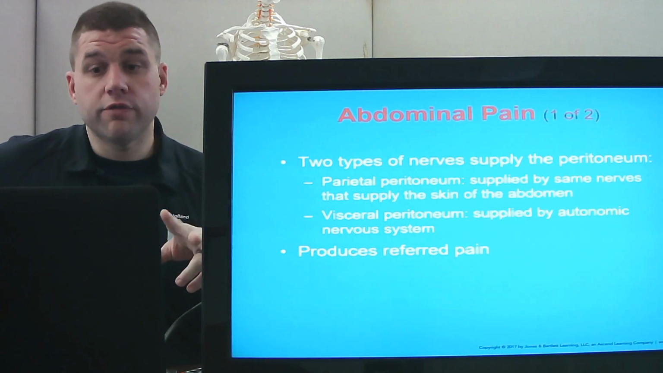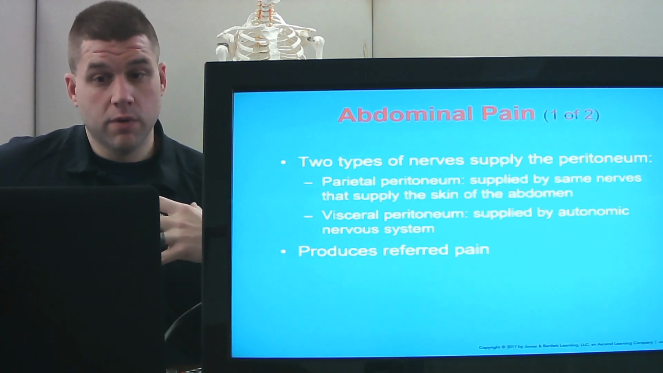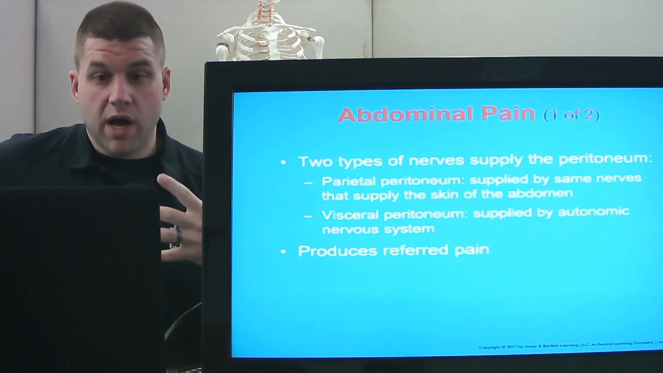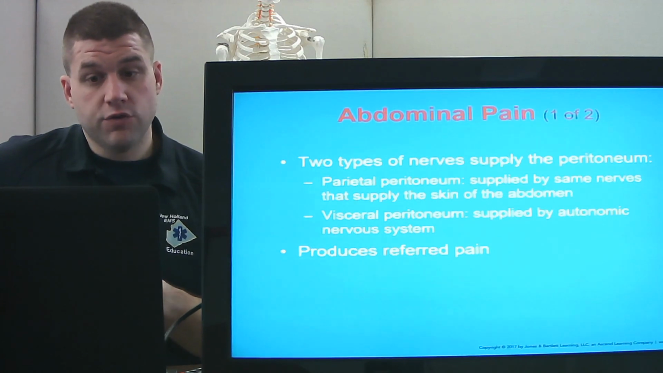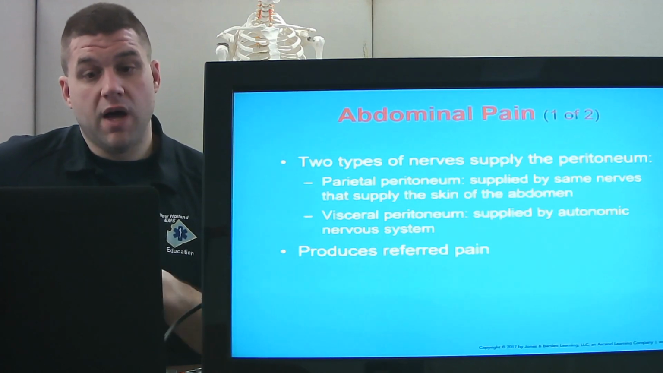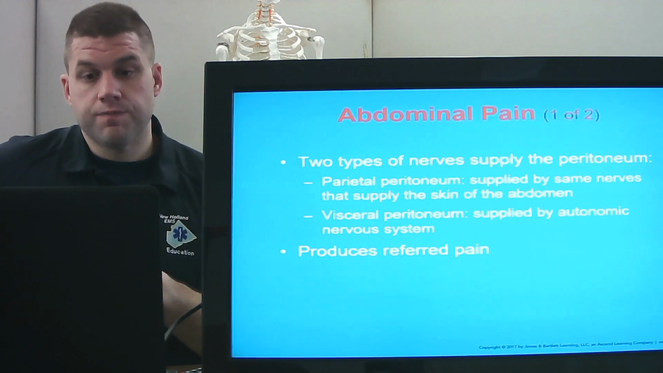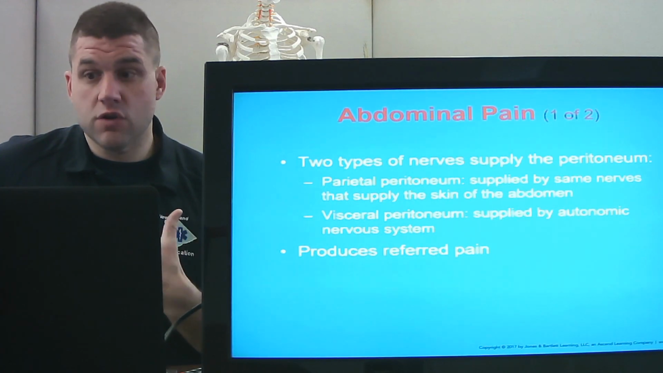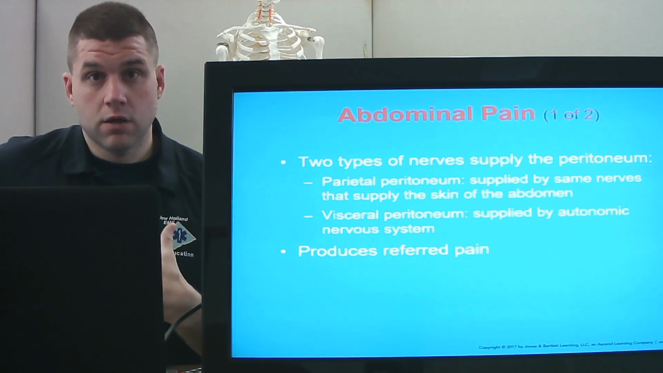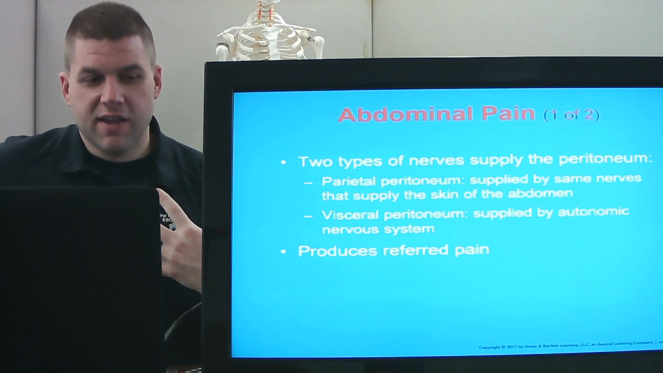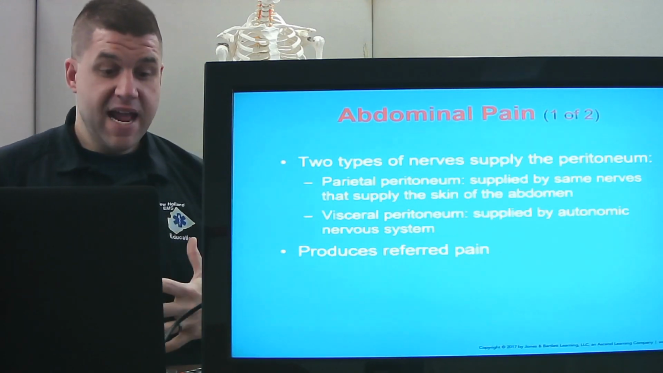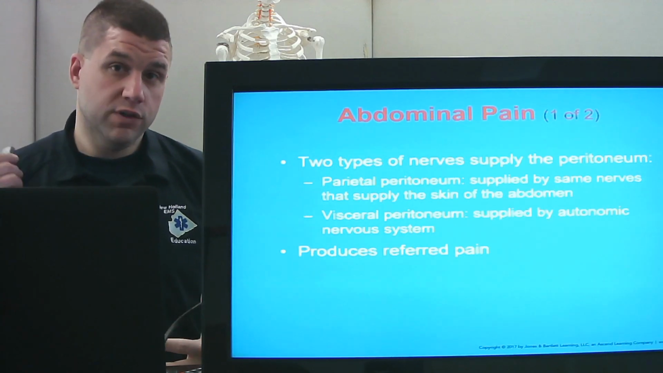Two types of nerves supply the peritoneum, right? The parietal peritoneum is supplied by the same nerves that supply the skin of the abdomen. The visceral peritoneum is supplied by the autonomic nervous system. And these nerves produce referred pain. So referred pain is a pain that you actually feel somewhere else.